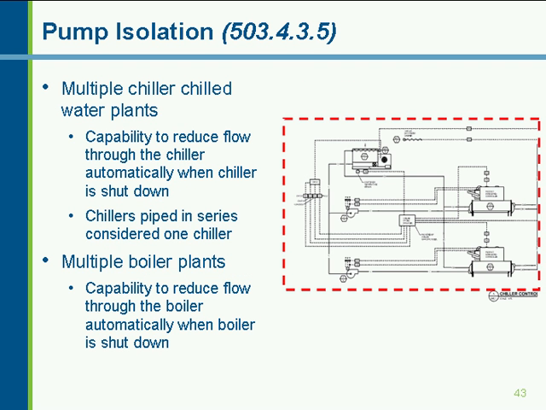If you've got a chiller plant with multiple chillers, you must have the capability to automatically reduce flow through chillers that are not needed when that chiller is shut down, and that's for chillers that are piped in parallel. If the chillers are piped in series, it's considered one chiller, and you don't need to isolate that chiller. If you've got multiple boilers in a boiler plant, same thing, you must have the capability to reduce flow through the boilers when the boiler is not needed.